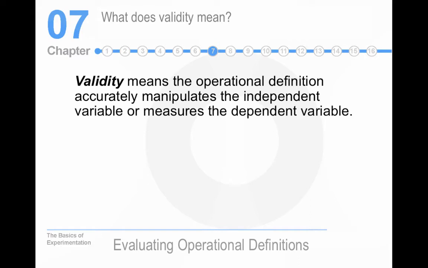Validity is very different. Validity means truth, okay? So are we measuring what we're intending to measure, or are we measuring something else? Now, I mentioned this earlier. What's the relationship between validity and reliability? Well, valid measures have to be reliable, okay? But reliable measures don't have to be valid. Reliable measures just have to be consistent.